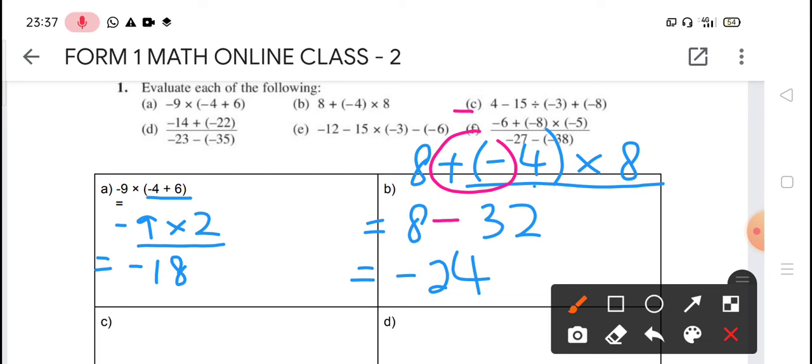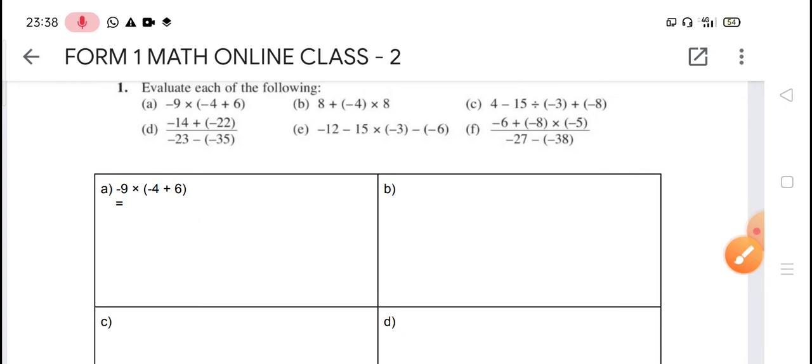Okay, so this one, if you can't get it, you can use your calculator. Okay, press it using your calculator. But you must write this solution. 步骤一定要写出来。可是你要拿到它答案，你可以用 calculator. Okay, next question C.